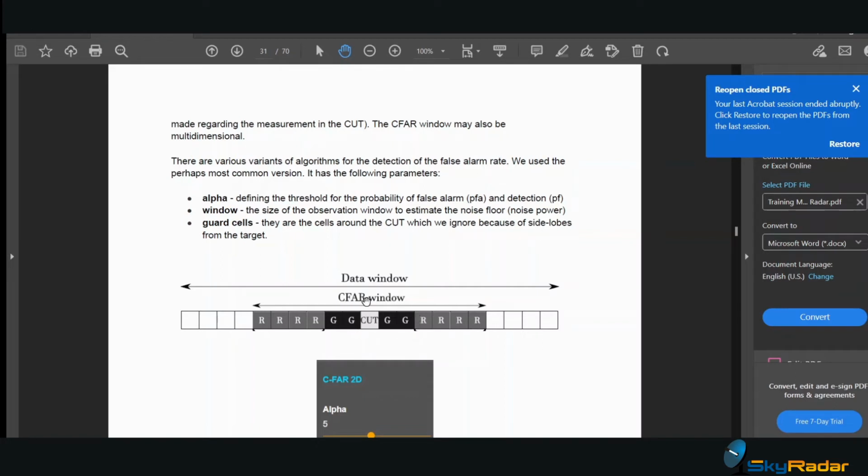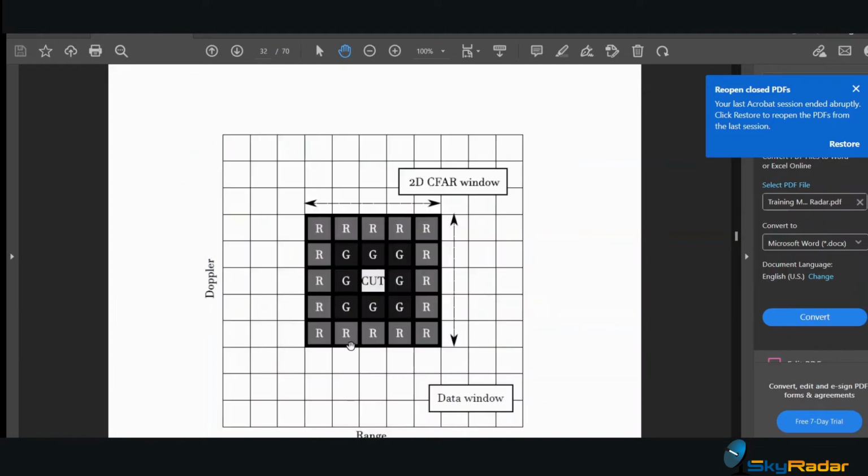The only difference here is that we don't have only one array of data anymore, meaning we are not observing only the range domain anymore. In this case we are looking in both dimensions, the range and the Doppler, and you can see the data window extends in both domains.